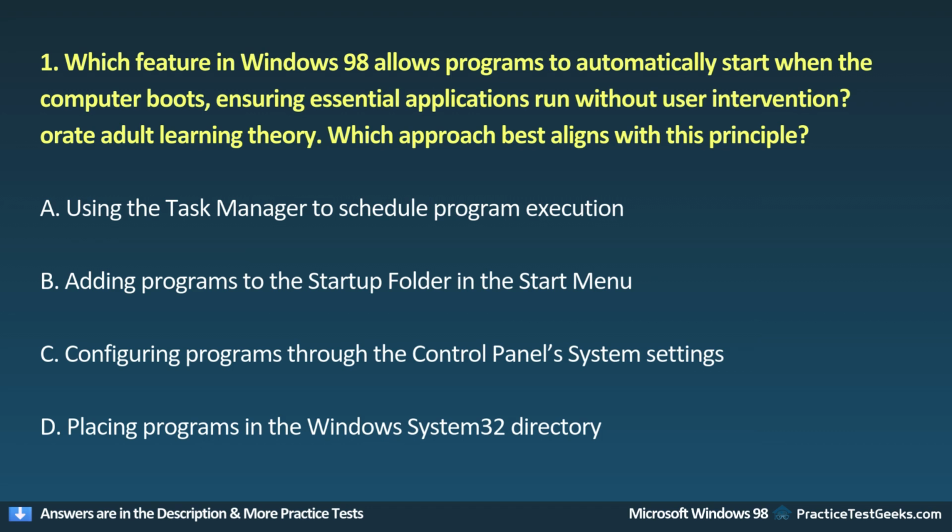1. Which feature in Windows 98 allows programs to automatically start when the computer boots, ensuring essential applications run without user intervention? A. Using the Task Manager to schedule program execution. B. Adding programs to the Startup folder in the Start menu. C. Configuring programs through the Control Panel's System Settings. D. Placing programs in the Windows System 32 directory.